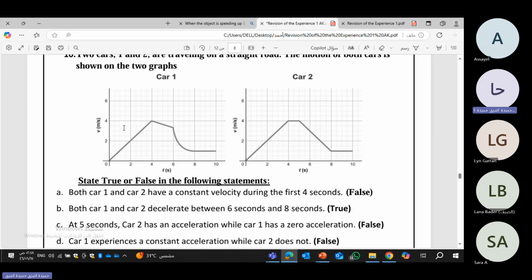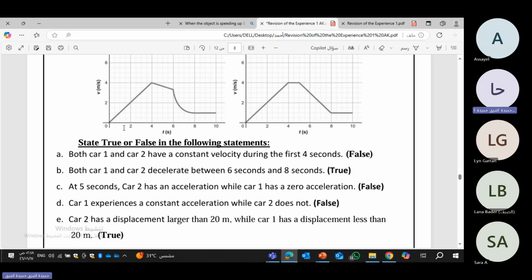And then you have car 1 and car 2, true or false. You have to tell me both car 1 and 2 have a constant velocity during 4 seconds. We will go to 4 seconds and see whether both of them have constant velocity. Constant velocity means like this. Does car 1 also have constant velocity? No, it's going down, so it's not constant. So false. Both car 1 and 2 decelerate. Decelerate means slowing down.